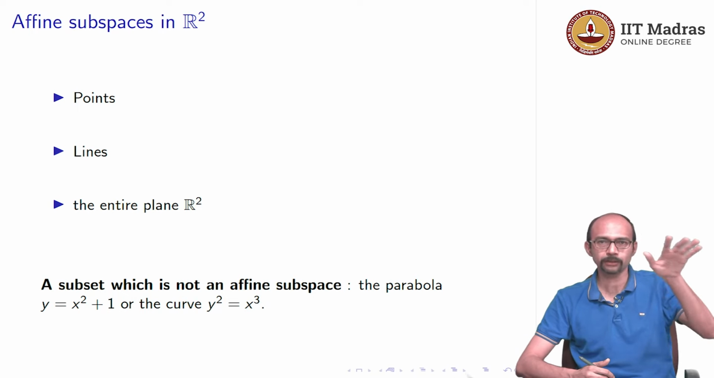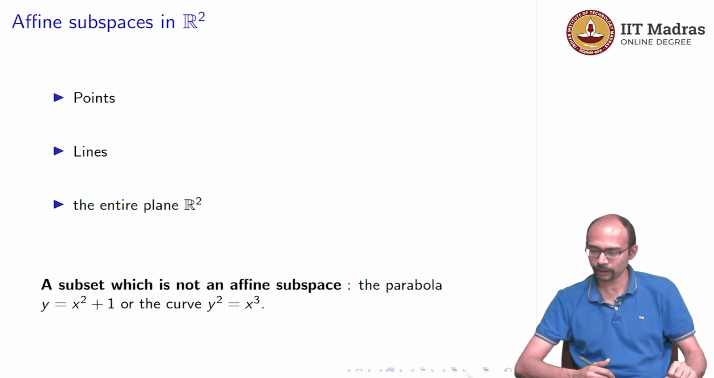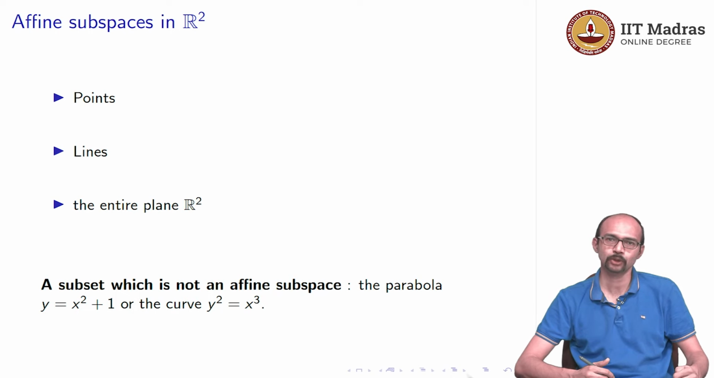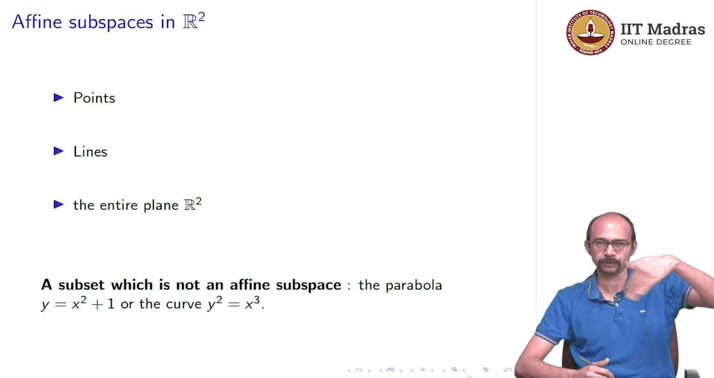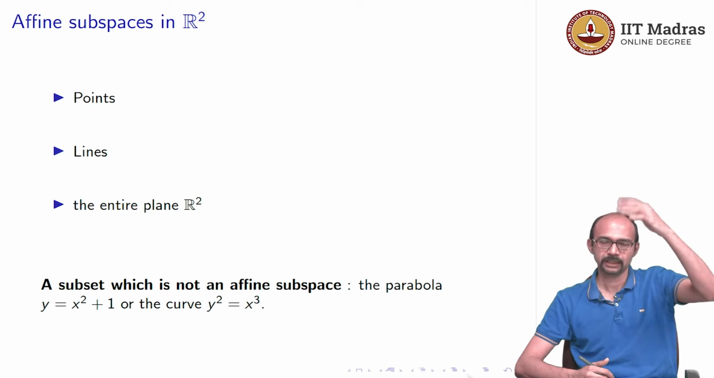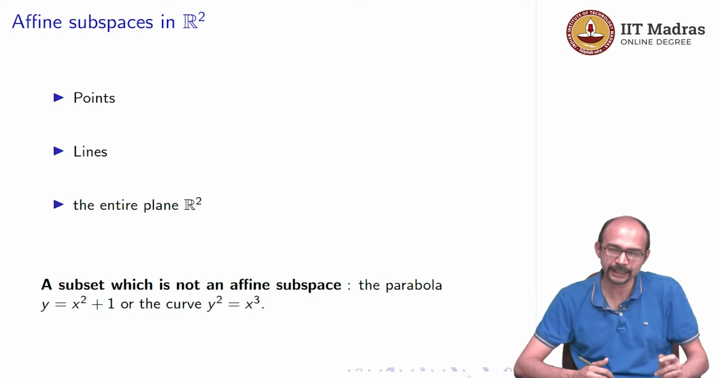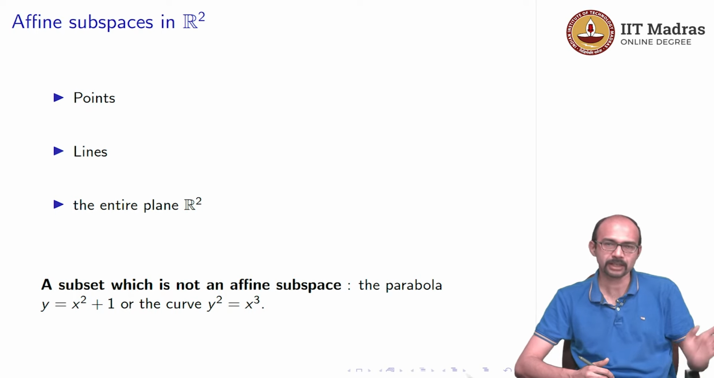So, if you have a curve which is not a line, for example, the parabola y is x squared plus 1, or a curve like y squared is x cubed. If you have not seen these curves, I would recommend that you try to draw how they look. They look curved like this or like this, and so of course they cannot be translates of lines or planes or points. So, these are not affine subspaces.